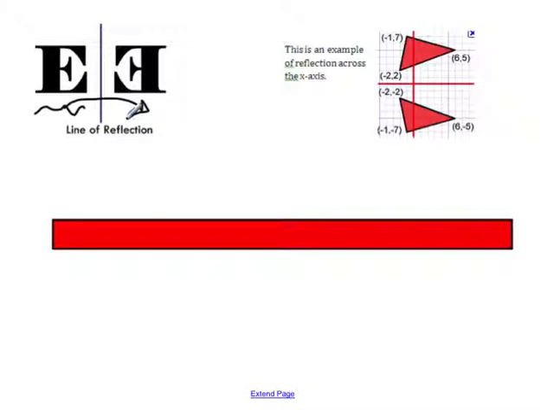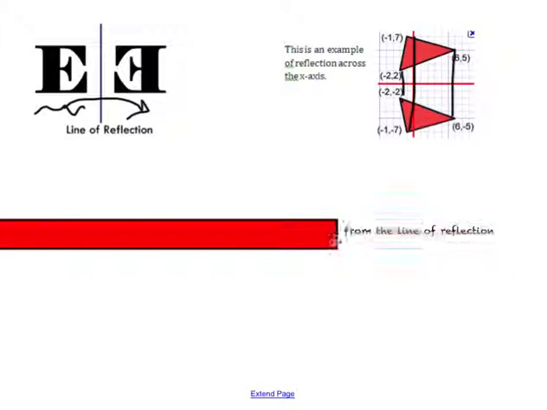So if you think about when you're looking in the mirror, the mirror is that line of reflection, and your reflection is going to be the same distance from the mirror that you are. Do you ever notice as you get closer to the mirror, so does your reflection? Same kind of idea. So this over here is an example of a reflection across the x-axis. We took this point and reflected it here. This point and reflected it here. This point and reflected it here.